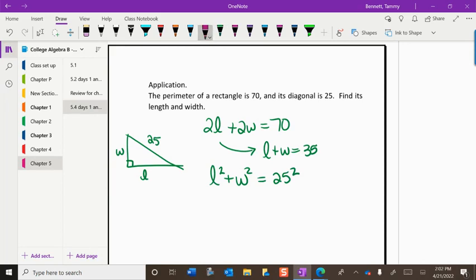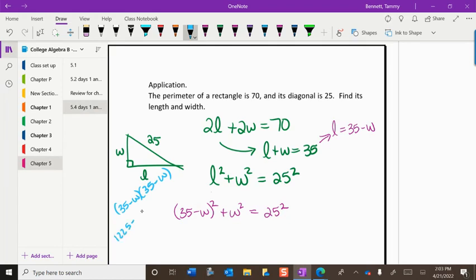Well, it looks like I can just take that equation that's here and solve for L. Yeah, let's solve for L. So L we could say is 35 minus W, and substitute that in here. So 35 minus W, quantity squared, plus W squared is 25 squared. So work off to the side with this. 35 minus W squared is 35 minus W, 35 minus W. So 35 times 35 is 1225. It's going to be a minus 70W plus W squared out of that.